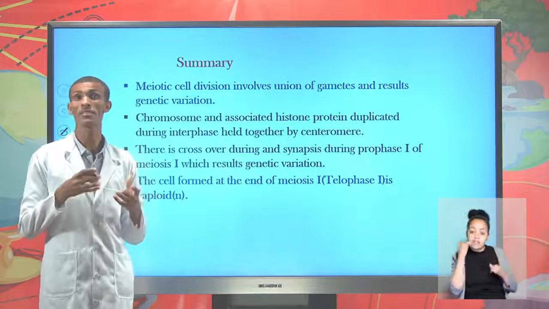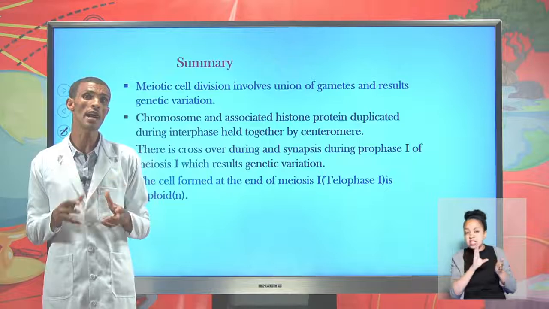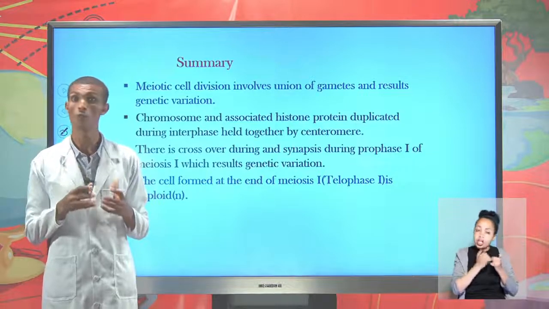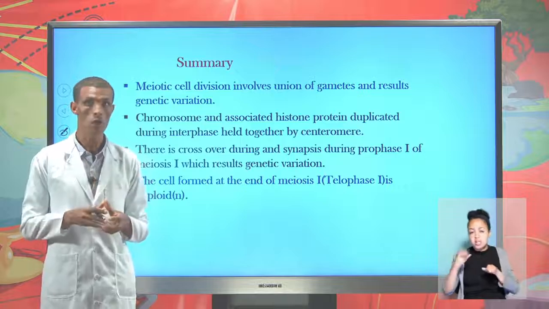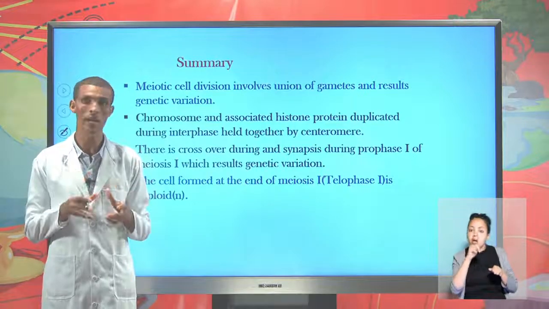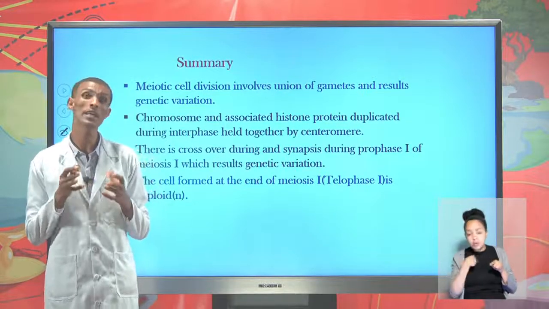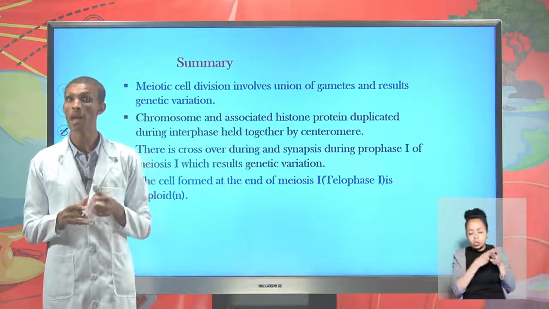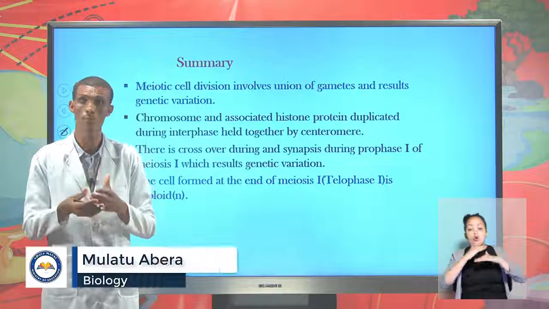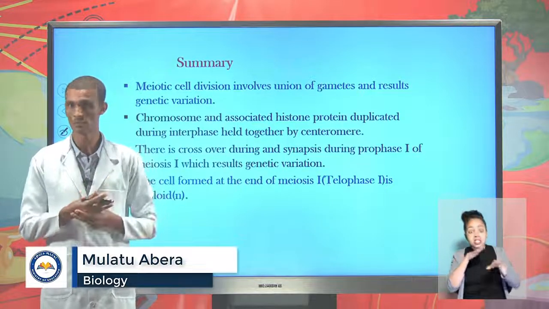And finally, we have seen that the cell formed at the end of telophase I of meiosis I looks like diploid, but it is haploid, n, which can enter interphase for a short period of time and progress to the next stage of meiosis, called meiosis II.